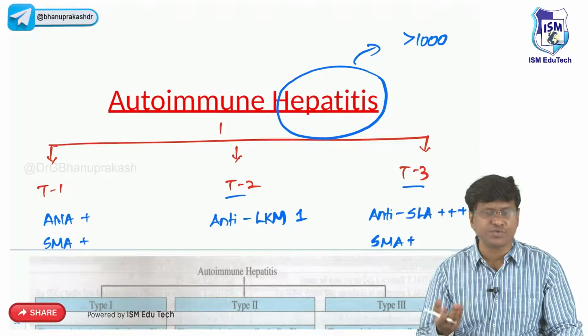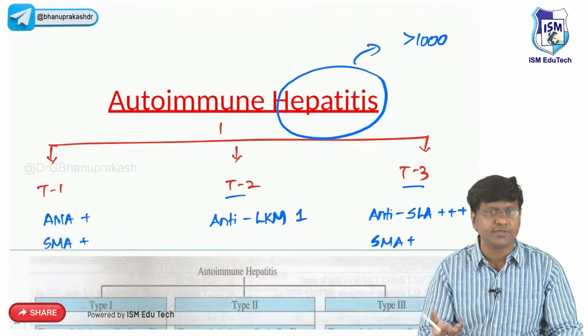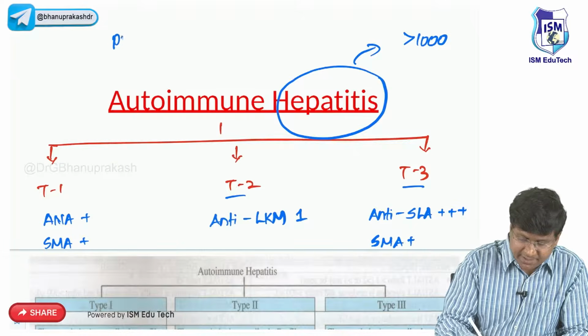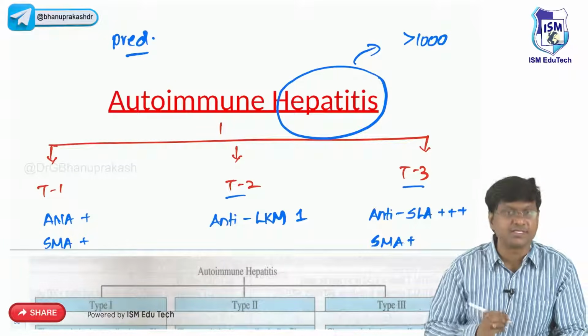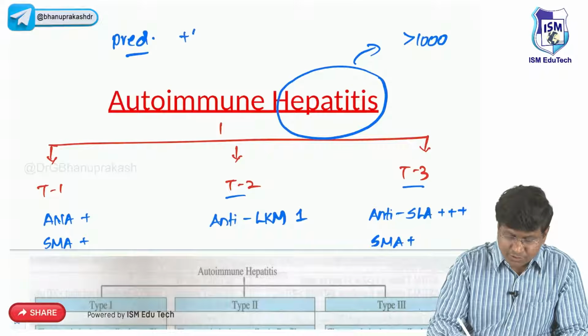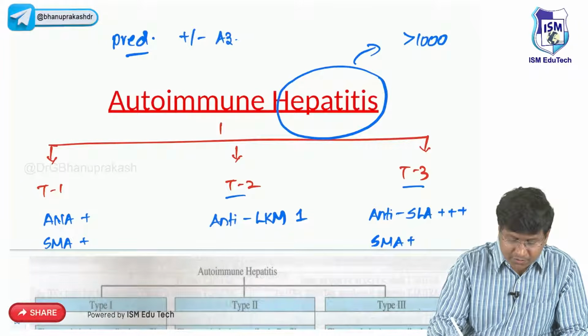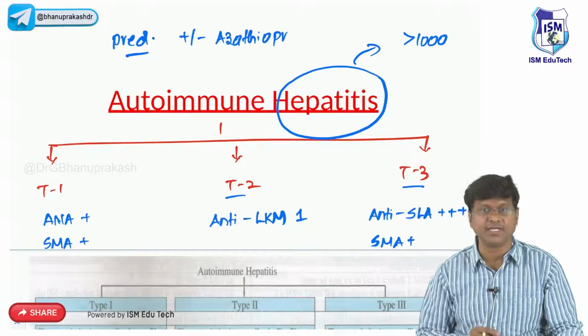And what is the treatment? When you are using the word autoimmune, you should give immunosuppressive agents, and that particular immunosuppressive agent is prednisolone, which should be given with or without azathioprine.